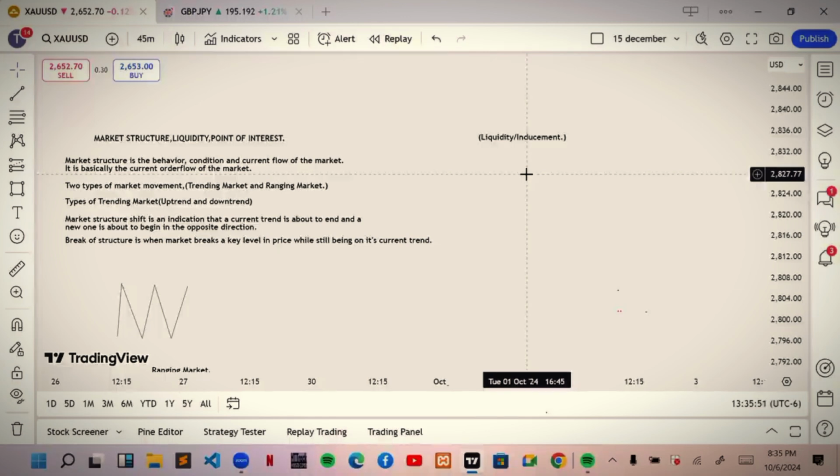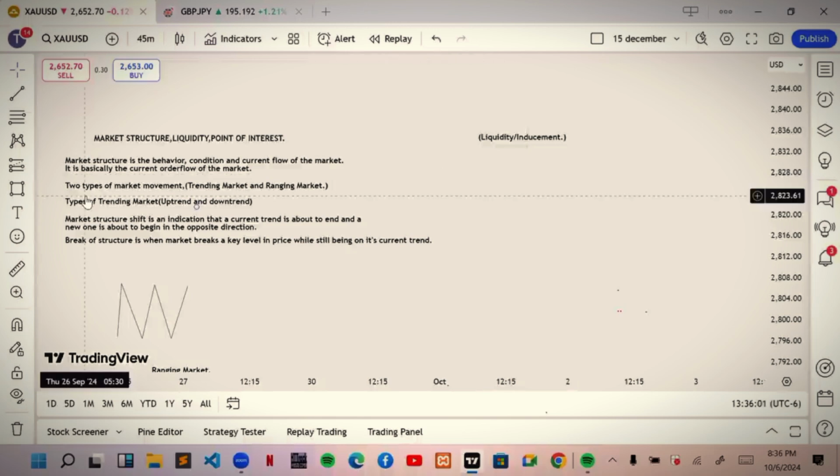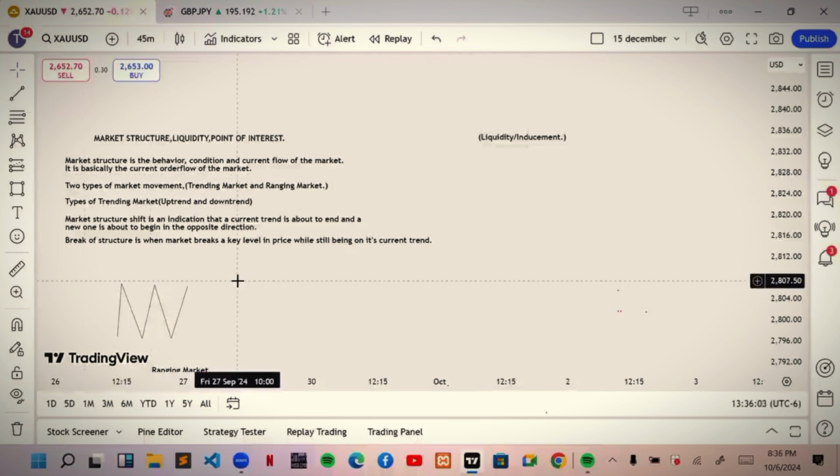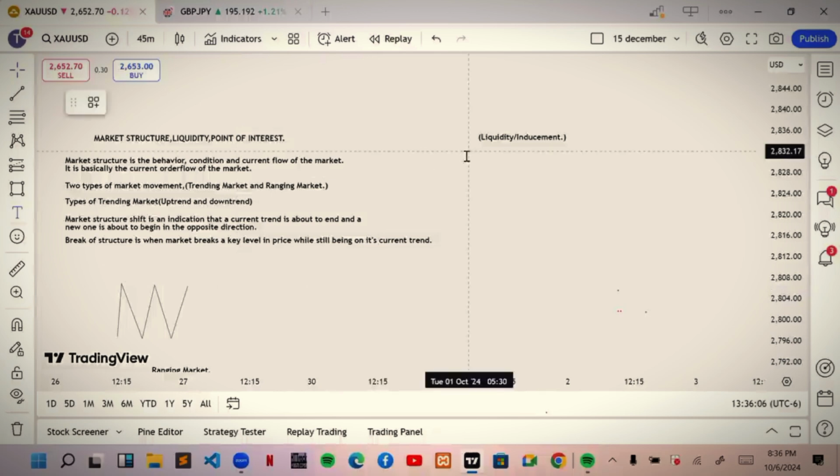Now, what is my liquidity? It is my inducement. And inducement is the first valid pullback that price makes after a break of structure or a market structure shift. So after you've gotten a break of structure or a market structure shift, the first valid pullback that the market makes. So liquidity, slash, inducement. That's my liquidity.